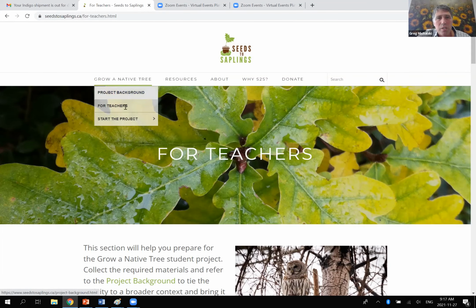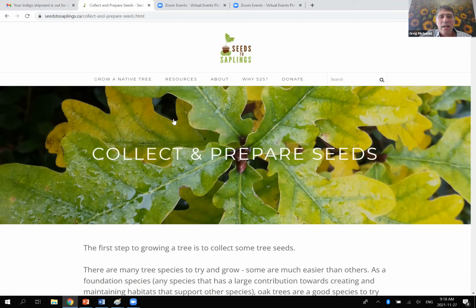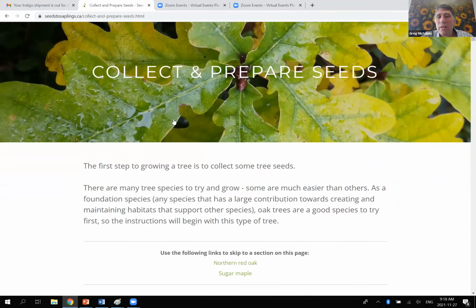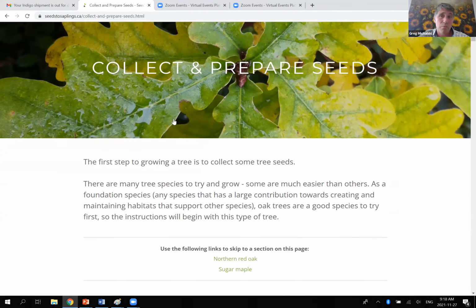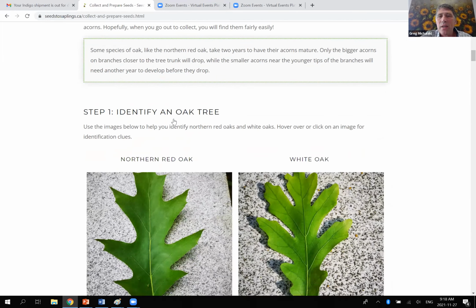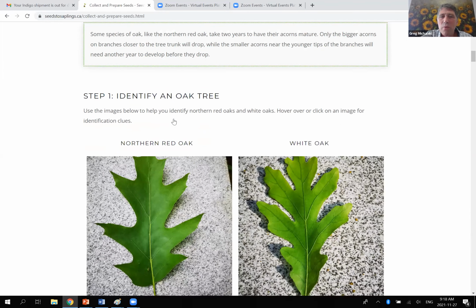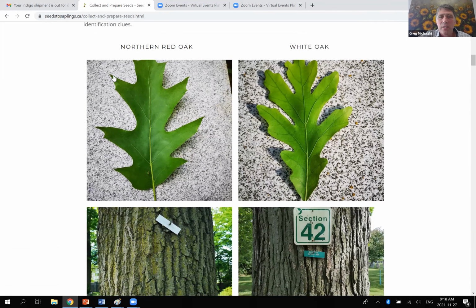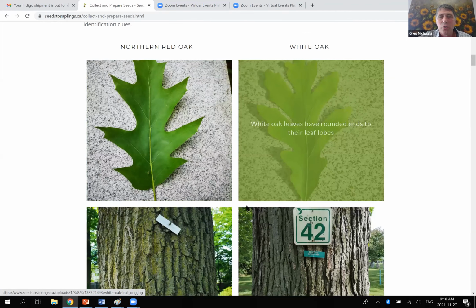It breaks it down into the 3 steps: the collecting of the seeds, the growing step by step, and the planting part. So if I click on here, collect and prepare, then it goes through the process. You've got not only the red oaks that you can try, but also the sugar maples. So a little bit of background on the red oaks, and then how to identify the red oak species, some little tips and hints. If you hover over, it gives you the clues.